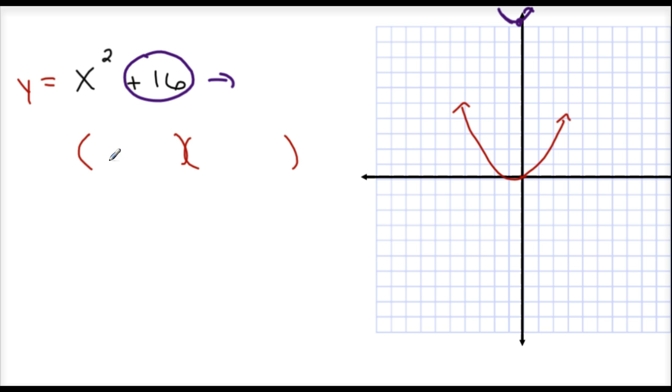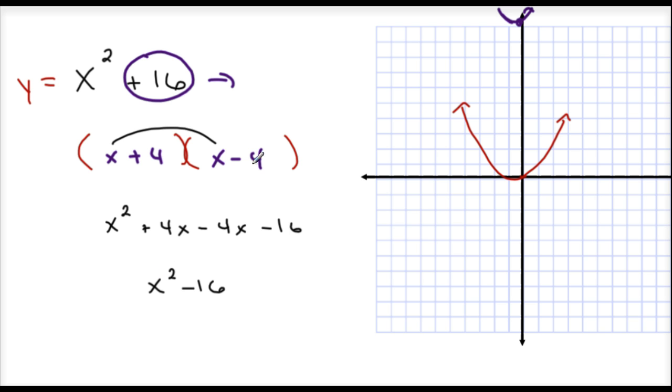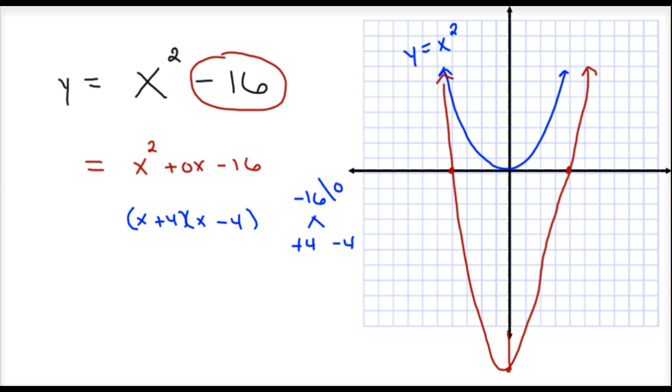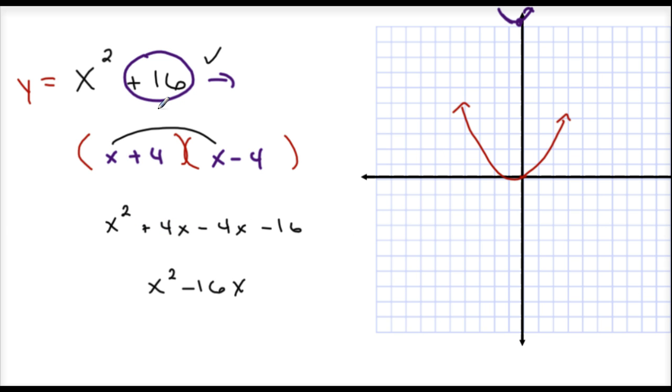A very common mistake is that everybody wants to see x plus 16 and do x plus 4, x minus 4. But if you FOIL this, you get x squared plus 4x minus 4x minus 16, and you simplify this to x squared minus 16. Do these match? No, they don't match. So be careful when you see the plus sign or the minus sign. It's a difference of squares, so when you have subtraction, you can factor it. When it's addition, you can't factor it because your parabola never crosses the x-axis.